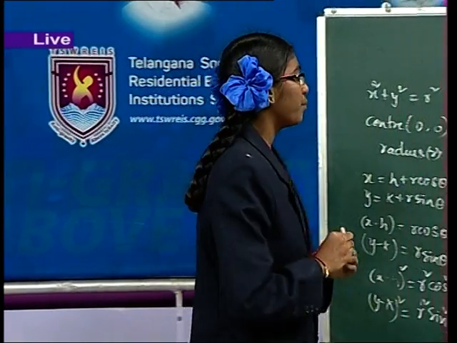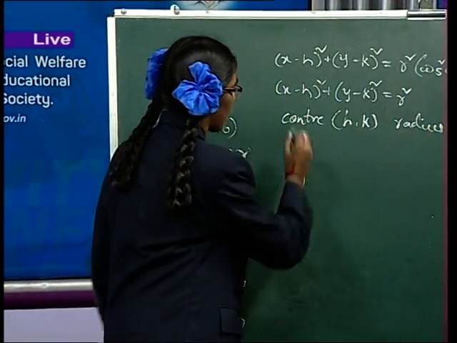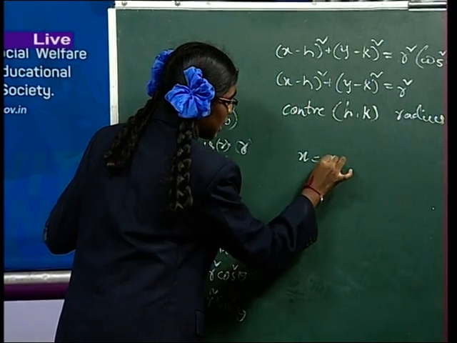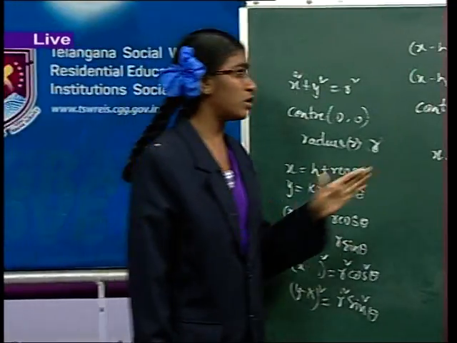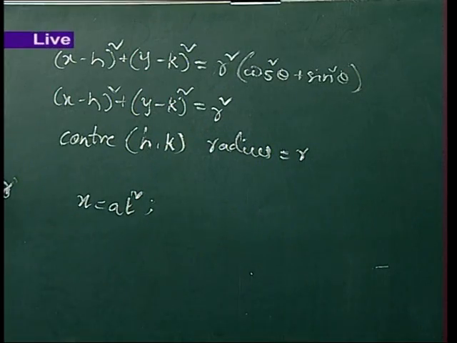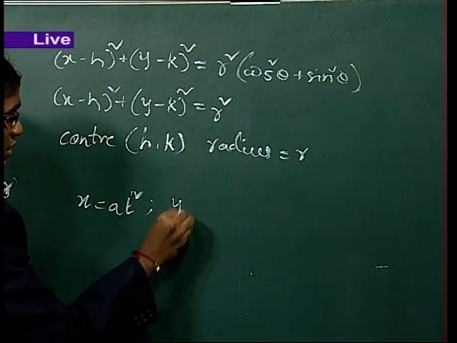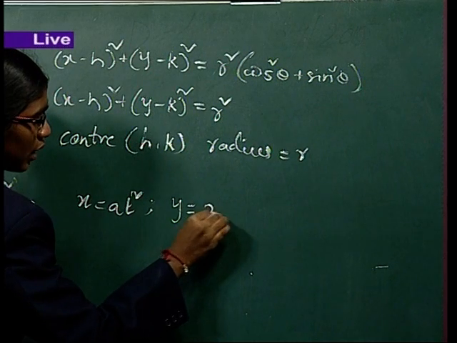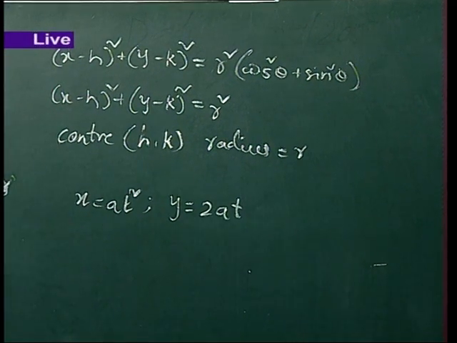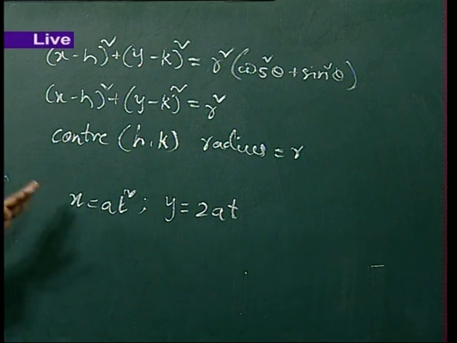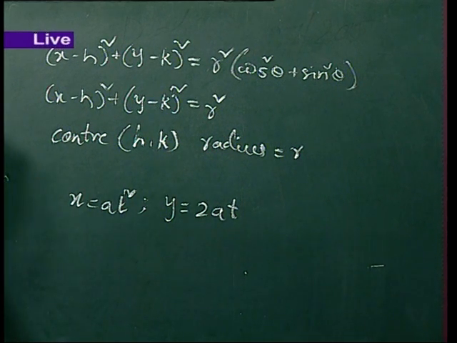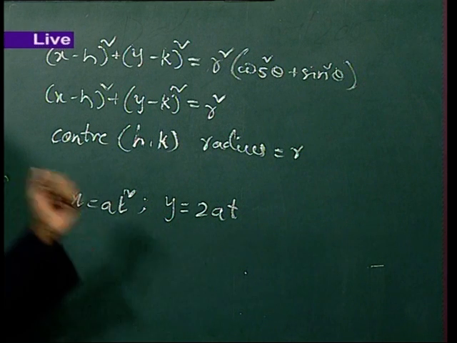Friends, we take one example. We are taking the parametric equations: x is equal to at square, and next, y is equal to 2at. We have taken these parametric equations: x is equal to at square, then y is equal to 2at.